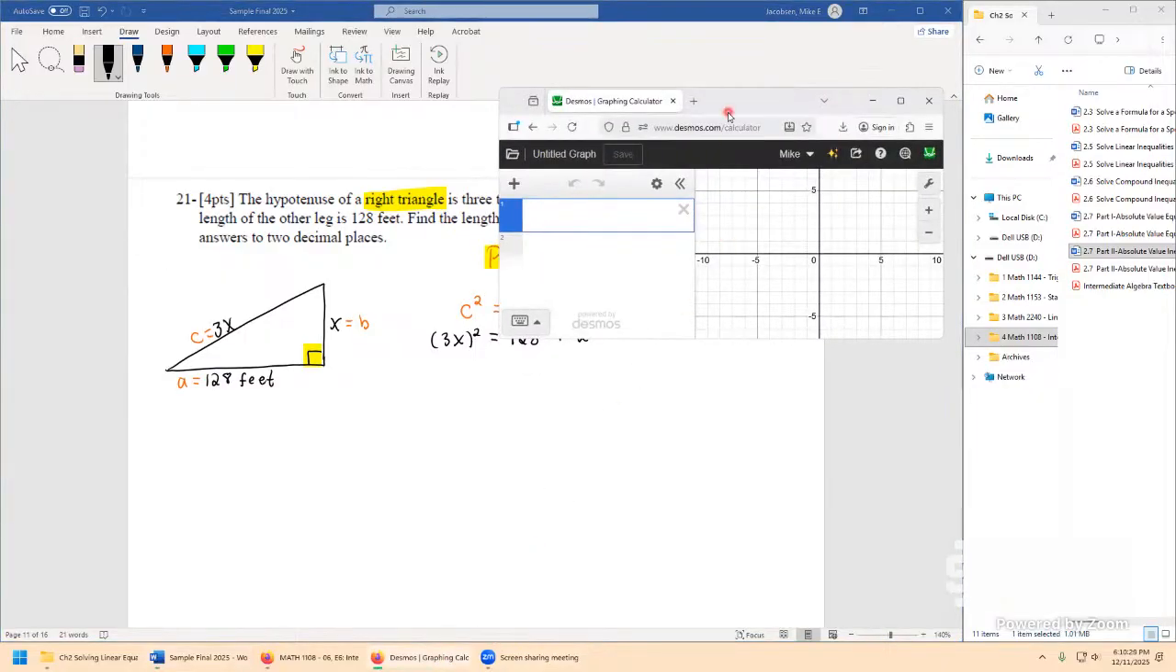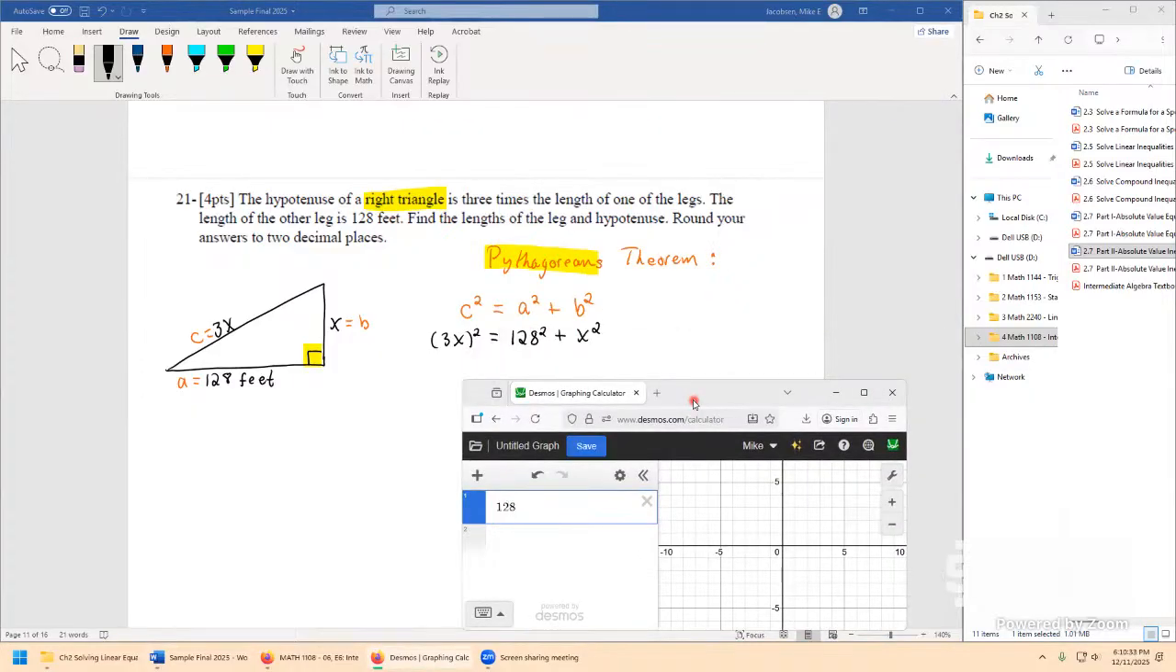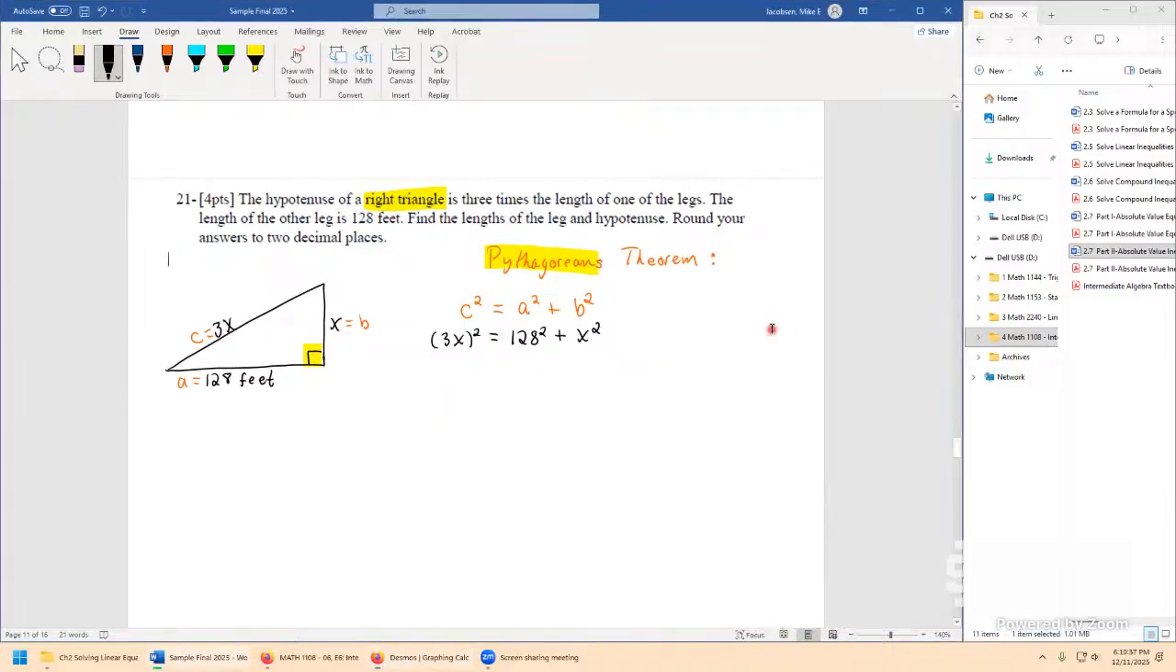Okay, remember the calculator, that's going to be helpful in just a moment. 128 squared comes out as 16,384 plus x squared. On the left-hand side, we have to use properties of exponents. The 3 gets squared as well, or a 9x squared.